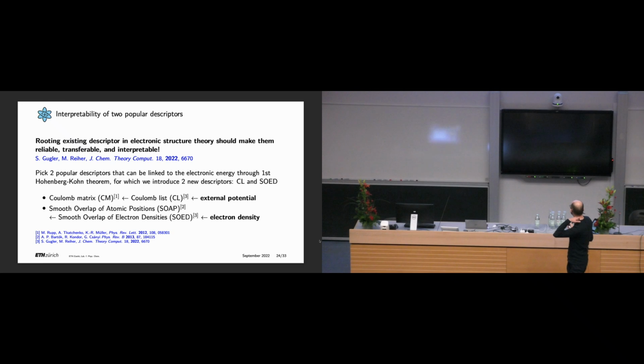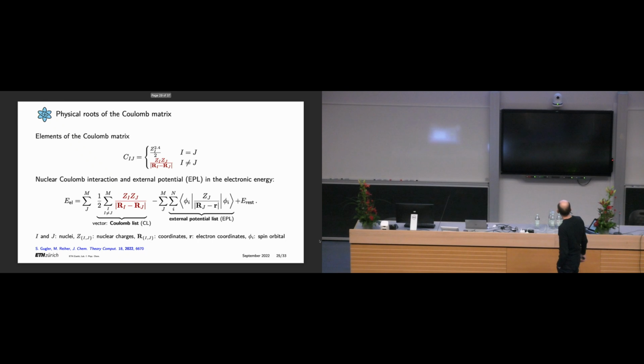As I said already, we pick these two popular descriptors, the Coulomb matrix and the smooth overlap of atomic positions, because as you will see, we can link them to electronic structure theory through the first Hohenberg-Kohn theorem. And in this course, we introduced two new descriptors, Coulomb lists and the smooth overlap of electron densities. Here you see, finally, the Coulomb matrix.